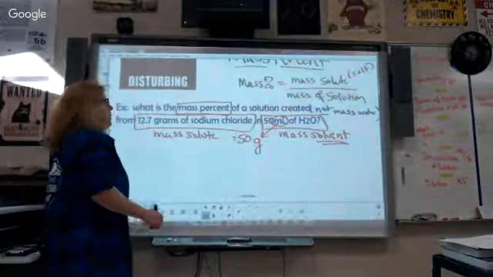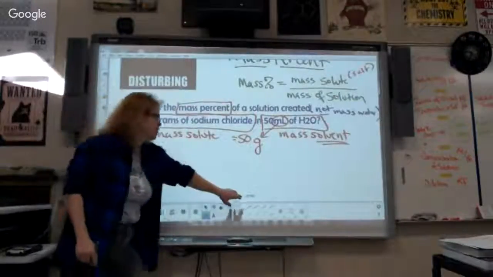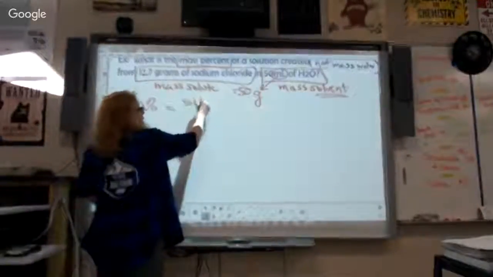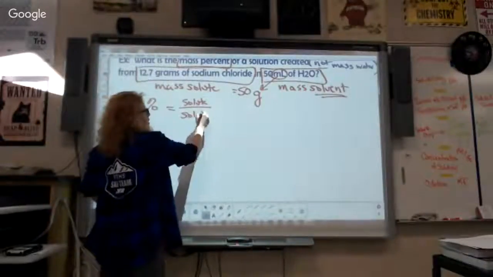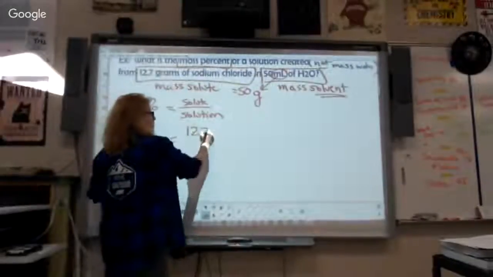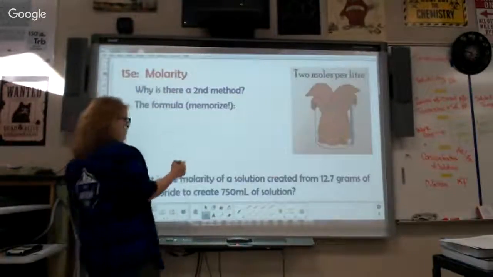To do our final bit when we do our mass percent, abbreviating it is fine. There's no real official abbreviation for mass percent. 12.7 grams over, it's solute over solution, which is 12.7 grams over 62.7. I'm going to put that in parentheses so other people know where it comes from.